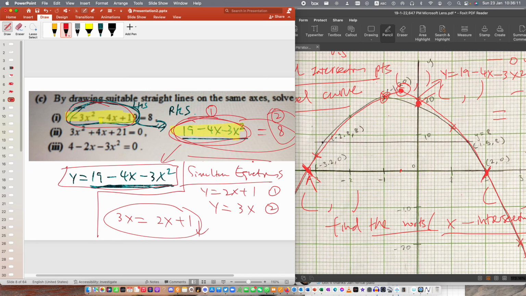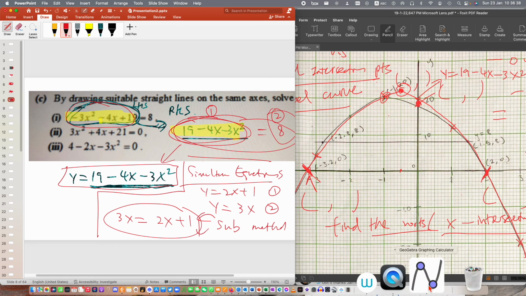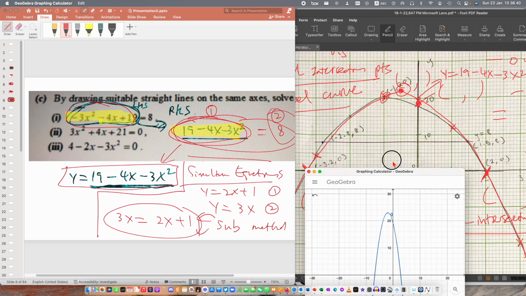So solving simultaneous equations, you are using the substitution method here. This is the sub method, right? So the next one is elimination, right? Actually, I don't want to talk about elimination. What about the next one? To solve simultaneous equations. Graphical. Oh yes, which I showed you just now.